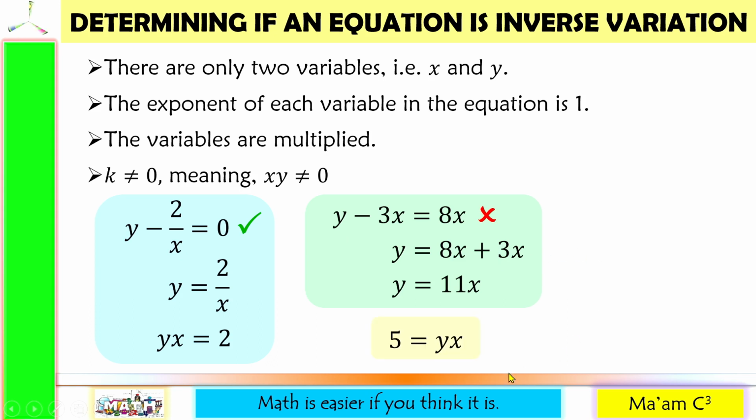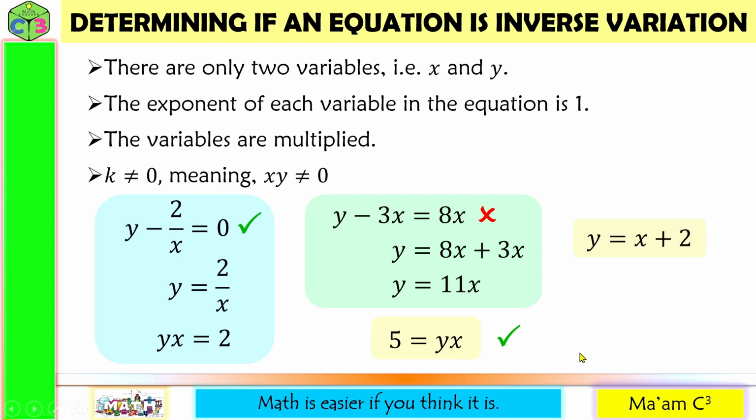Another one, we only have two variables, y and x. The exponents of each are both 1, and obviously our variables are multiplied, and our k is not equal to 0. So yes, this is an inverse variation.